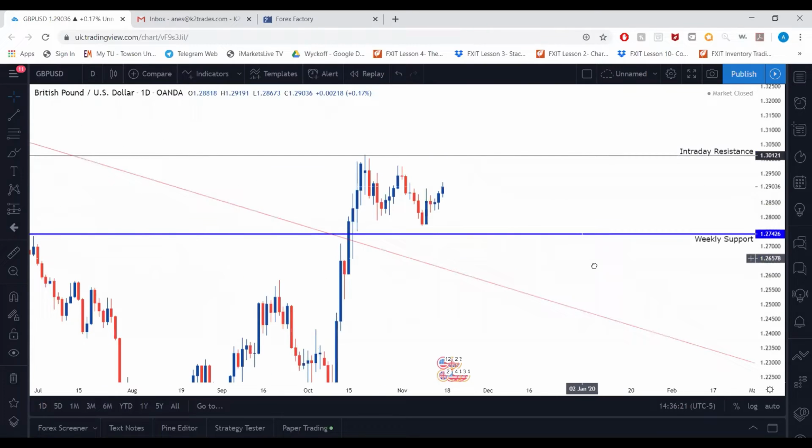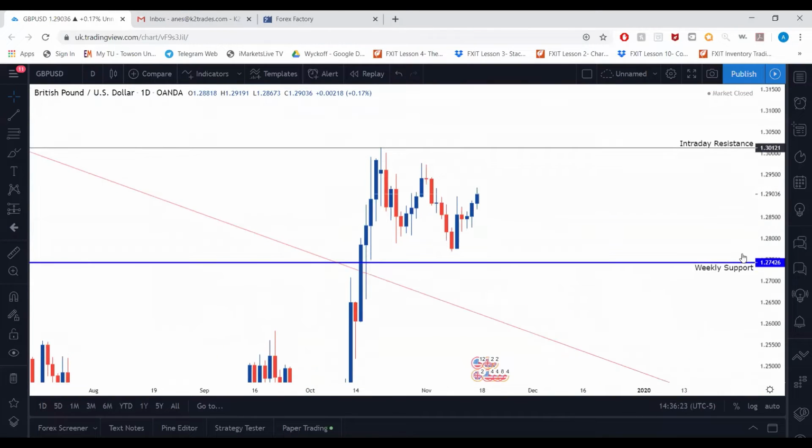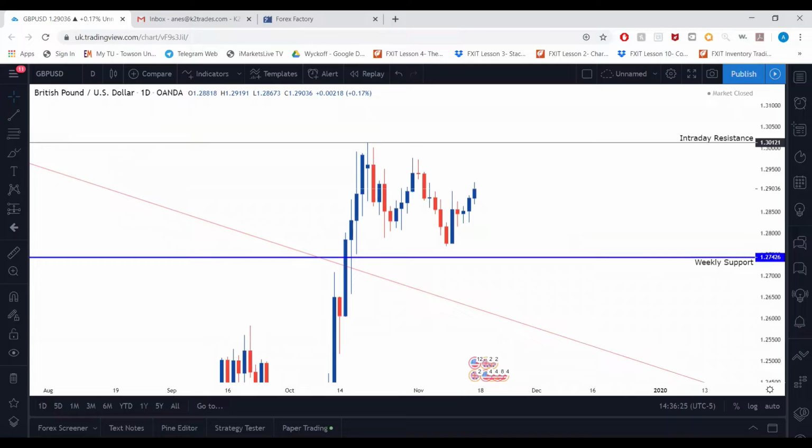So right now GU has been making lower highs. Oh, hold on, I have new messages. Sorry. I think it's because it hasn't had a pull yet.